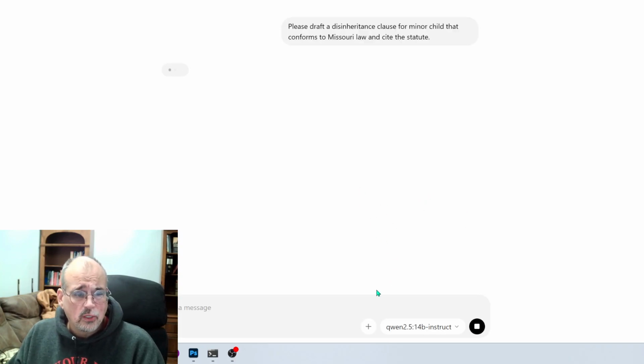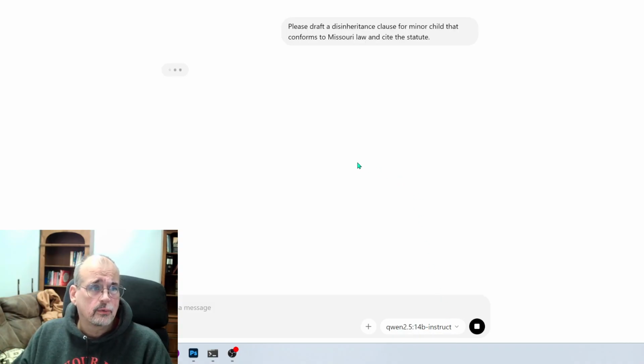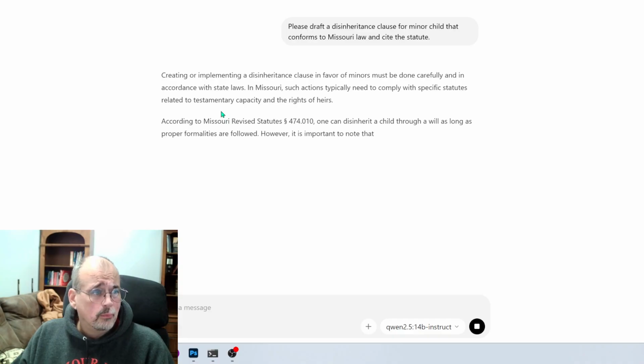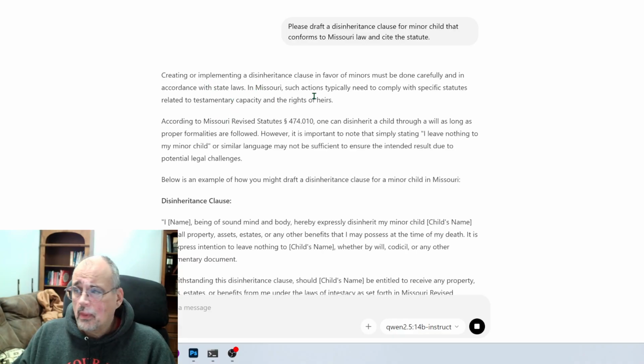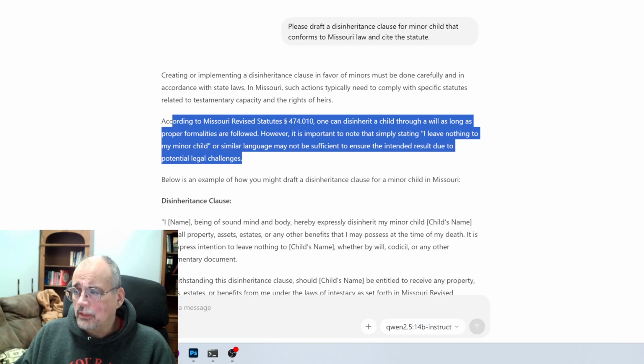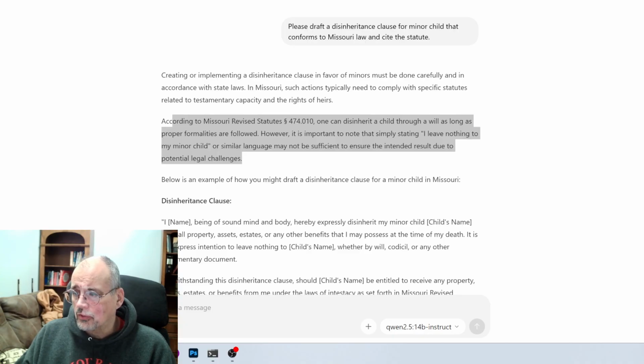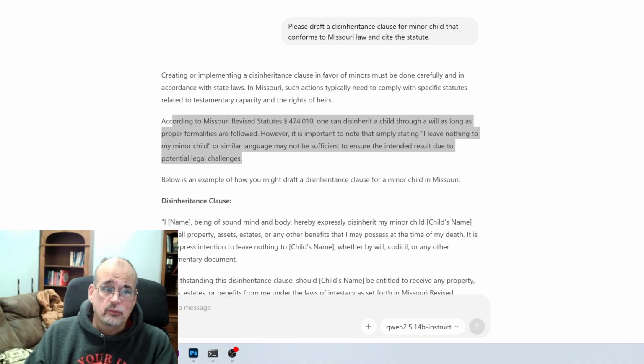So popping this same clause into Qwen 2.5 14B Instruct. It is processing. This one takes a little bit longer to process. As you can see right here, need to comply with statutes 474.10. While yes, 474 is the correct chapter, .10 is certainly not the correct statute. Okay, that is general rules of descent. Talks about property, who gets what. That's our basic intestate statute and how things are passed on.